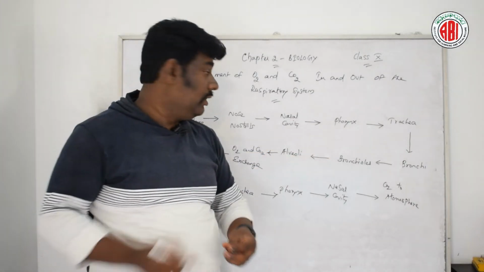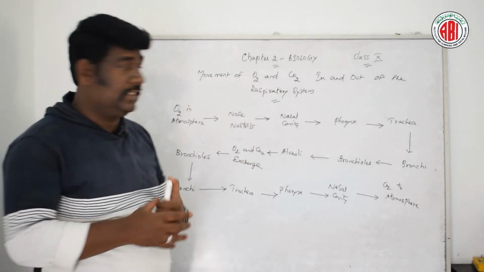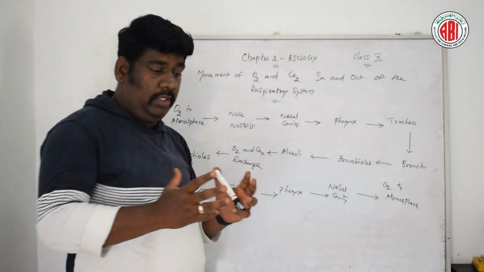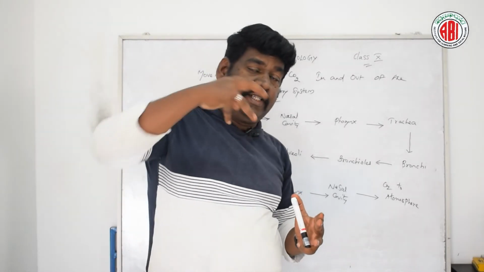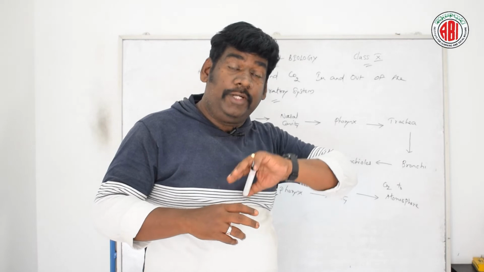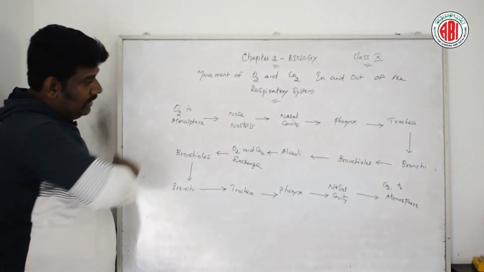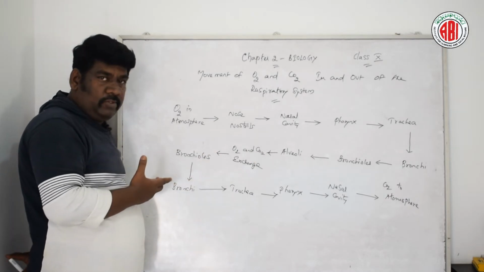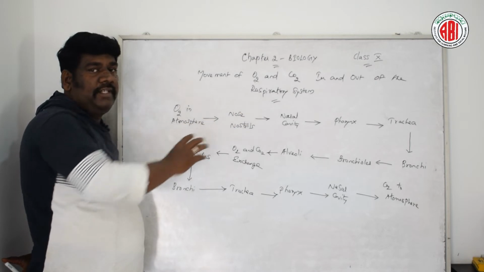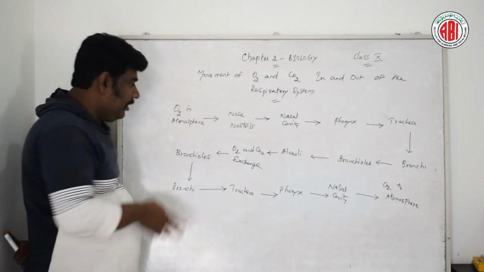Now let us see the block diagram of movement of oxygen and carbon dioxide in and out of the respiratory system. How the oxygen is coming inside of our body and how the carbon dioxide is going outside of our body. Let us see. Now this is a simple flow chart, a simple block diagram to show the in and out of the oxygen and carbon dioxide gaseous exchange.